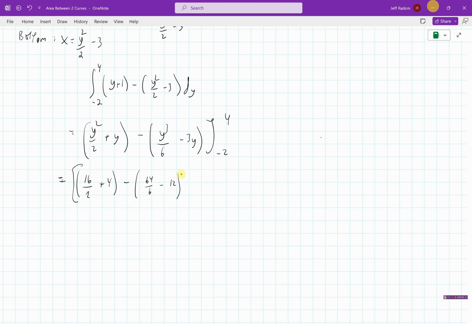So there's our function evaluated at 4. Now we're going to put negative 2 in. Negative 2 squared would be 4. 4 divided by 2 would be 2. So that's 2 minus 2 for the first one. Nice, 0 happening there. Put in negative 2. Negative 2 cubed is 8. So that'd be 8/6 plus 6, putting negative 2 in there.